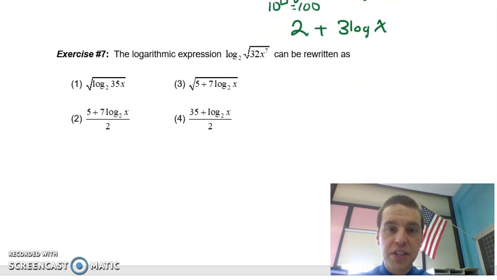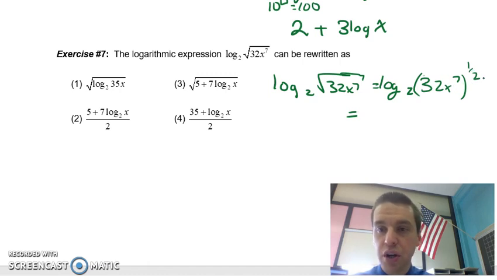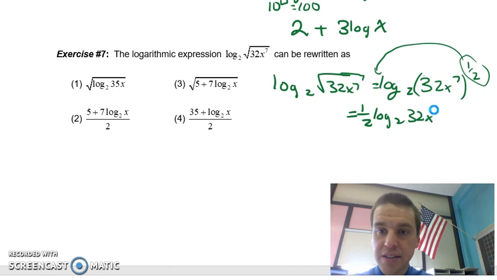We have log base 2 of the square root of 32x to the 7th. We need to remember that log base 2 of the square root of 32x to the 7th can also be written as log base 2 of 32x to the 7th, all raised to the 1/2. And so what we're going to see here is a whole bunch of combinations where we're going to use a bunch of different rules. The 1/2 has to be brought out in front first using the power rule, because the 1/2 is attached to everything. So 1/2 log base 2 of 32x to the 7th.